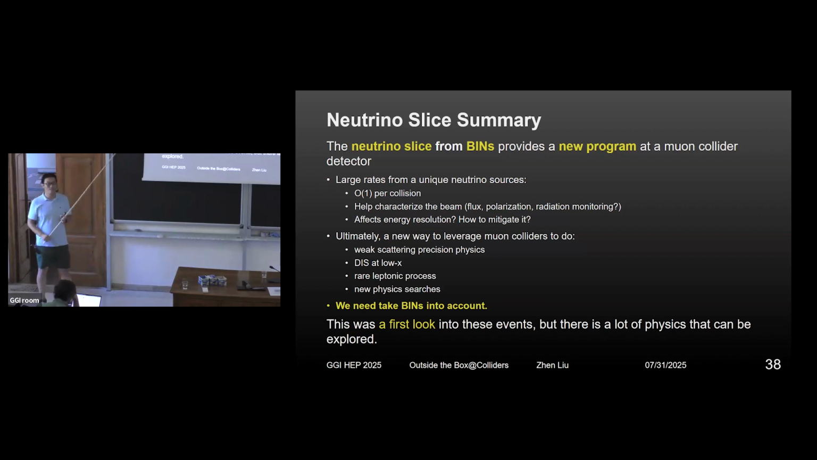We will be able to design a special detector with a special treatment in this slice. That is physically there; we cannot get rid of it. Ultimately it's a new way to leverage the muon collider to do weak scattering precision physics, DIS at low x, rare leptonic physics, and now neutrino physics. We need to take those into account, and we tried our best, but it's our crude first look into those beams. We're thinking outside the box of normal collisions, and I think it's already bringing us a lot of surprises.